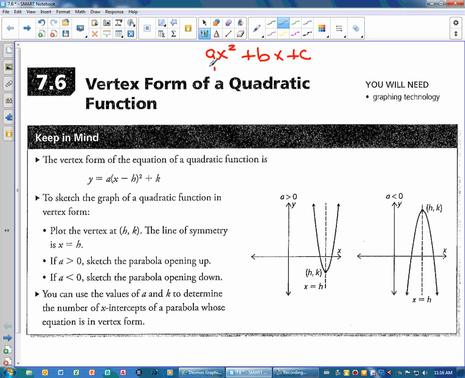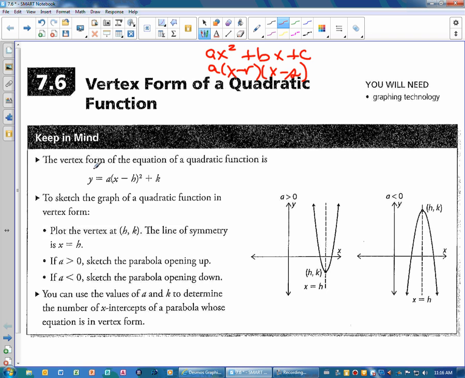Then we've had factored form, x minus r, x minus s. What's nice about that? Well, there's your x-intercepts. This times this times this is your y-intercept. Okay, well, what if you don't have x-intercepts? And what if you're not given the y-intercept? Then what if you're given the vertex? So you need a different form.